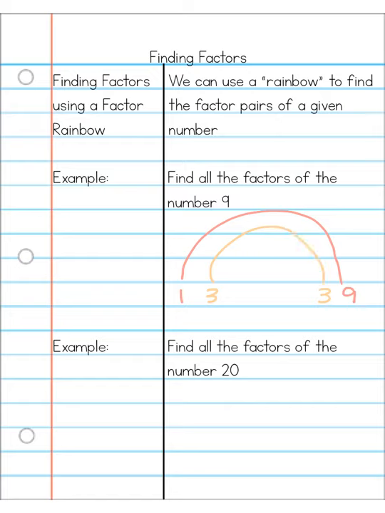Nine cannot be divided by 4, 5, 6, 7, or 8. So these are all of the factors of 9. So the factors of 9 are 1, 3, and 9. But the factor pairs are 1 and 9 and 3 and 3. Now I want you to try finding all the factors of the number 20 using a factor rainbow.